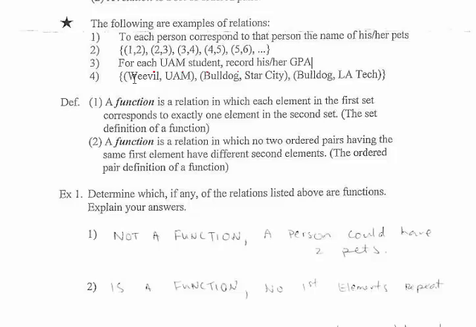4, we've already talked about this one, and what we said was Bulldog was assigned to 2 different cities, 2 different schools, and Bulldog was the first element, and so with it being assigned to 2 different second elements, 4 was not a function.